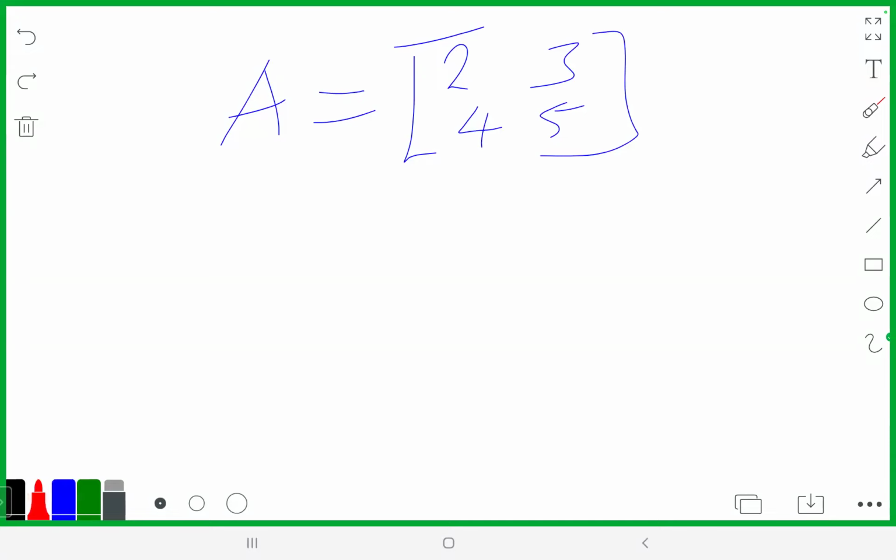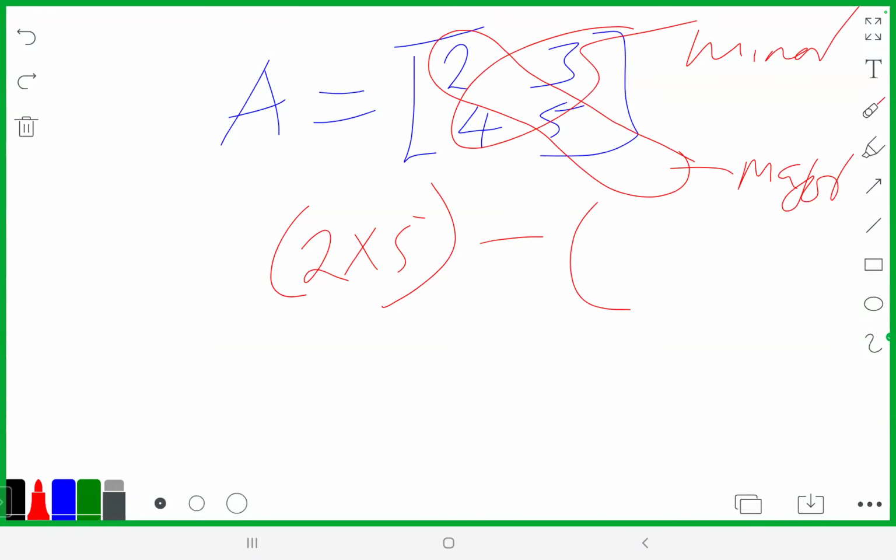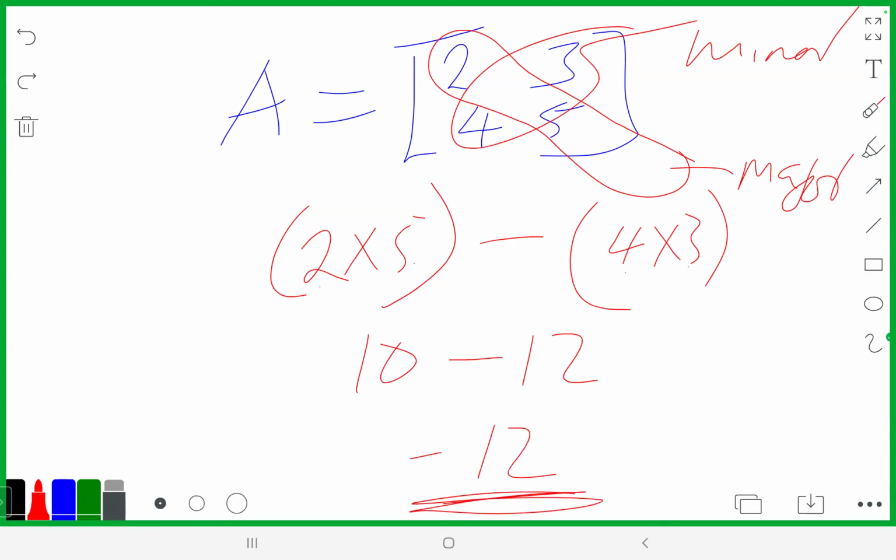You just have to, first of all, multiply the entries of the major diagonal. So you will say 2 times 5, minus the product of the entries of the minor diagonal. So that is 4 times 3. So 2 times 5 is 10, minus 4 times 3 which is 12. So you get negative 2 as your determinant. It is as simple as that.